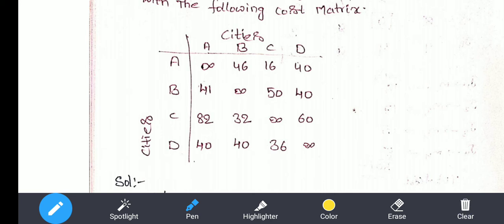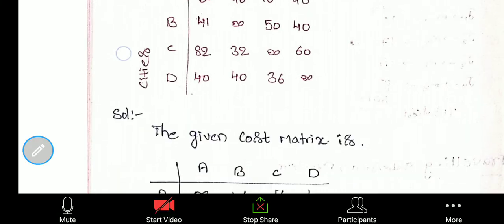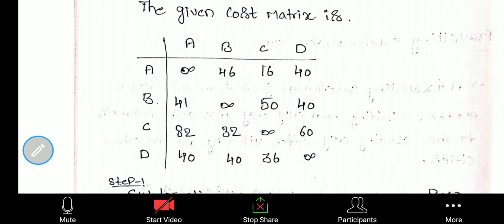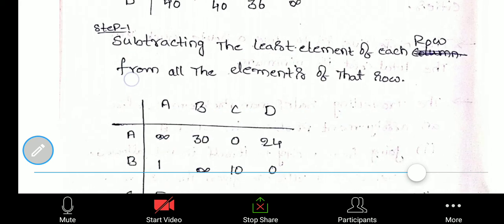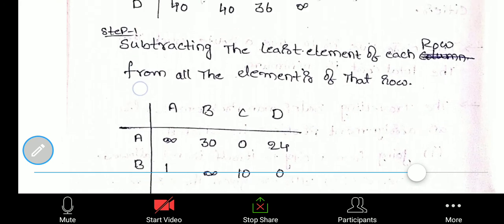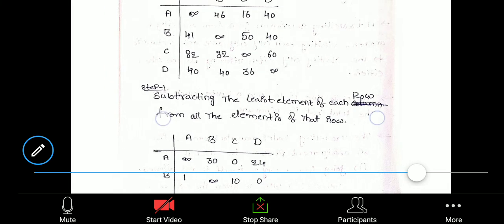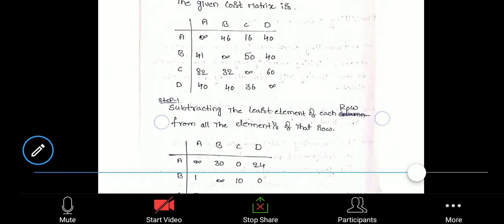So the solution for this example will be: you need to apply the Hungarian method for this problem also. This is the given problem. For this given problem, the first step is row wise elimination. Row wise elimination means you can identify clearly here.